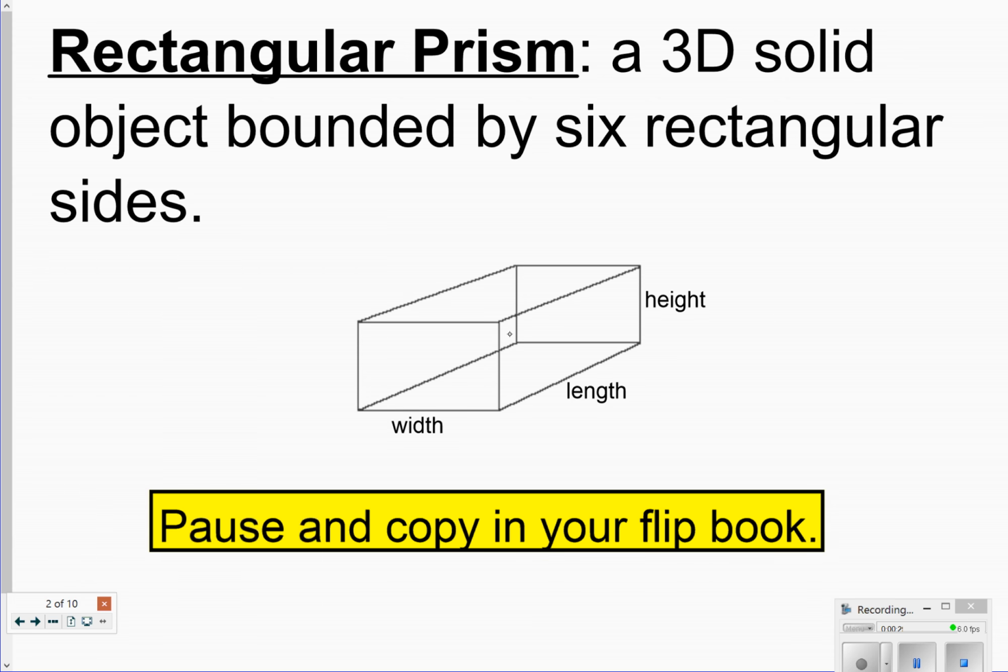So if we look, we have this one right here on the end. That's a rectangle. And we have one that's opposite it. And then we have these that are on the sides, and on the top and the bottom. So that's a total of 6 rectangular sides. Go ahead and put this information into your flipbook.